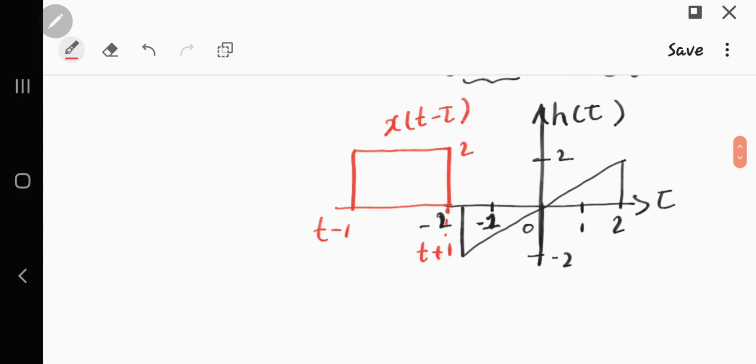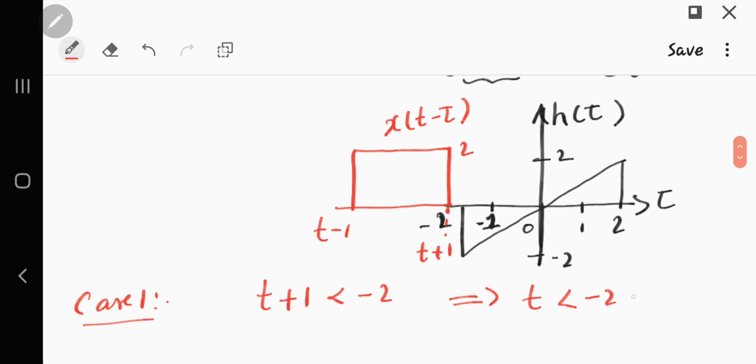Now you can call this case 1. So here you can see we can define this case as t plus 1 is less than minus 2. Okay, we can simplify that, moving the 1 over, t is less than minus 2 minus 1, that is t will be less than minus 3. So this is required because while plotting y of t, you should know from where y of t is 0 and where y of t will exist.